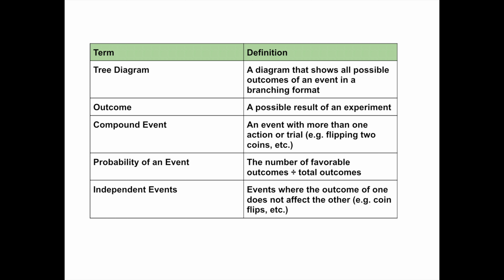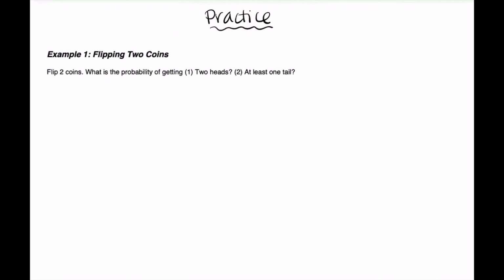A compound event is an event with more than one action or trial. Examples of this would be flipping two coins. Probability of an event is the number of favorable outcomes divided by the number of total outcomes. And our last term is independent events. Independent events are events where the outcome of one does not affect the other, for example, flipping a coin. So these are a little bit of a review. Now we'll get into our practice section.